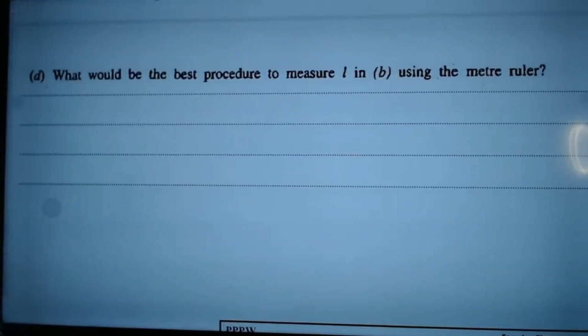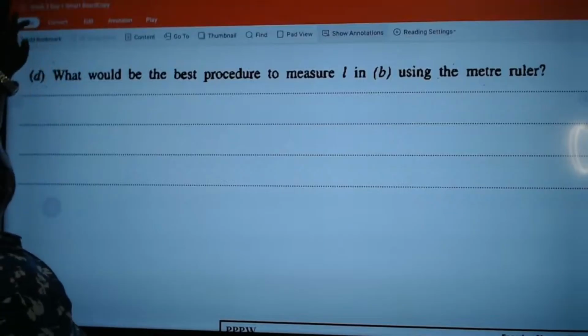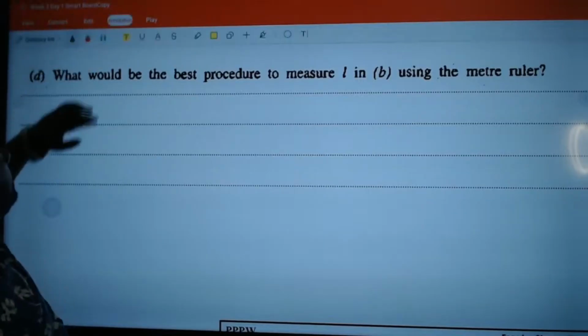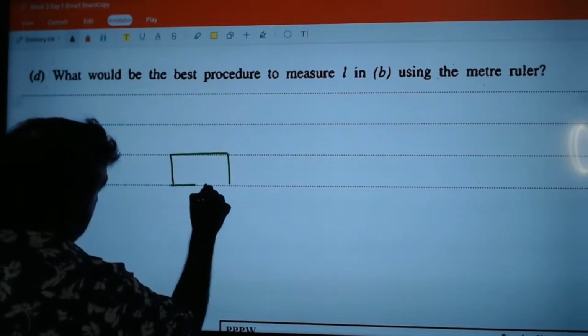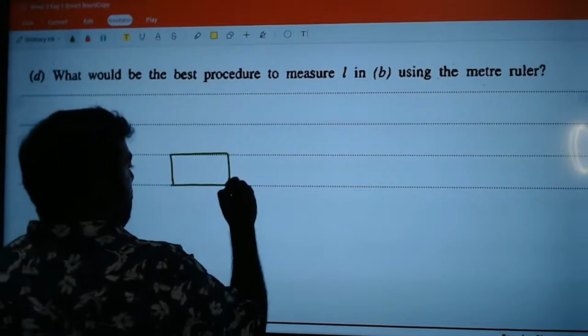What would be the best procedure to measure L using the meter ruler? So L is what? Extension, no? So what will be the most suitable method? Block is there. Block is there.